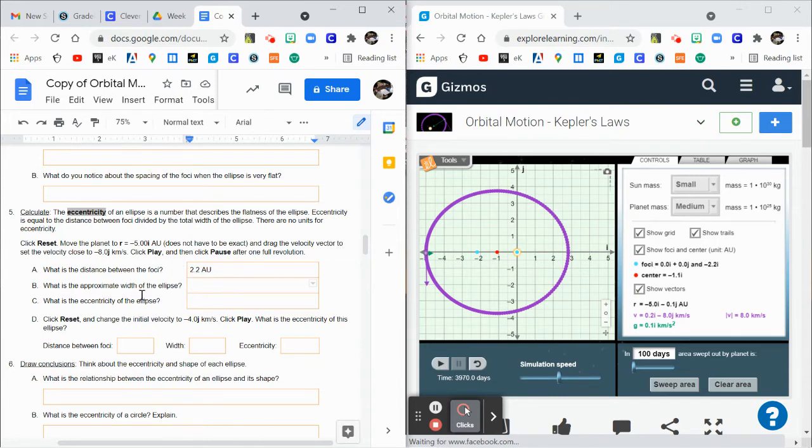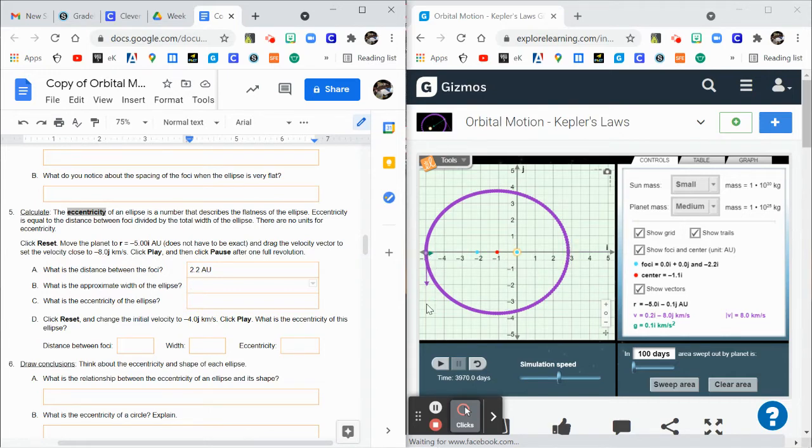What is the approximate width of the ellipse? Well, what is the approximate width of the ellipse? We know that from zero to this point is 5 astronomical units. We know that from here to here is 5 astronomical units. Well, now we need to figure out what's from this 0 to the other side of the ellipse.